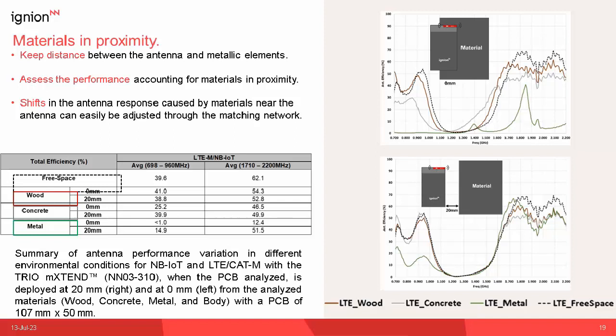As can be seen in the bottom graph, the performance is more robust at a certain distance compared with the graph at the top, when the board touches the material and the performance drops, especially for metallic materials. As a best practice, we recommend always keeping a certain distance between the antenna and metallic elements, and considering materials in the antenna performance test. In case the material system does not respond, this can always be fine-tuned through the matching network, optimizing the deployment of your meter depending on the surrounding area.